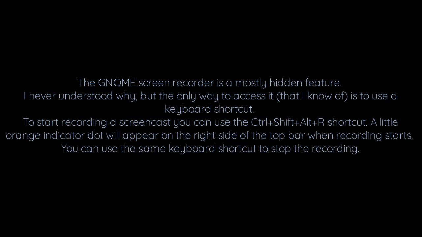The Gnome screen recorder is a mostly hidden feature. I never understood why, but the only way to access it, that I know of, is to use a keyboard shortcut. To start recording a screencast, you can use the Ctrl plus Shift plus Alt plus R shortcut. A little orange indicator dot will appear on the right side of the top bar when recording starts. You can use the same keyboard shortcut to stop the recording.